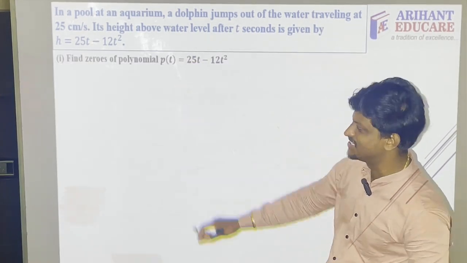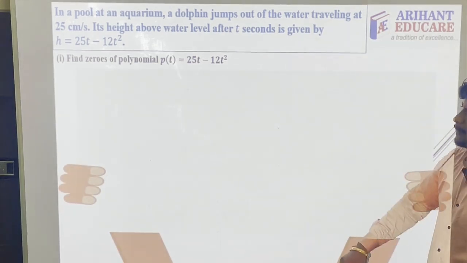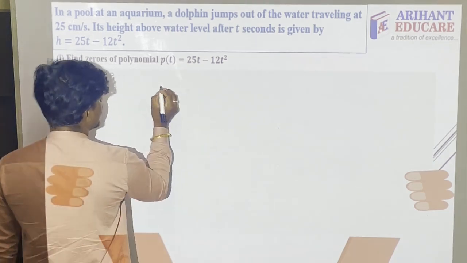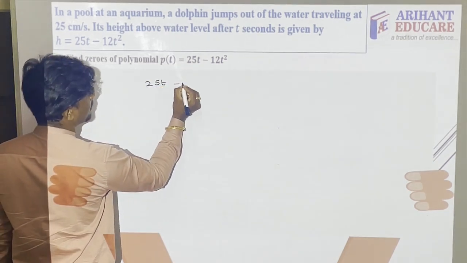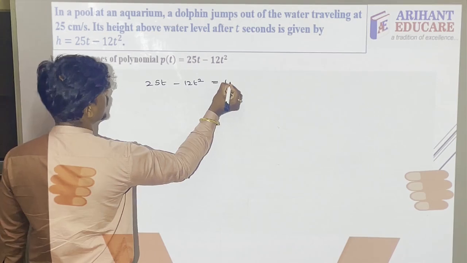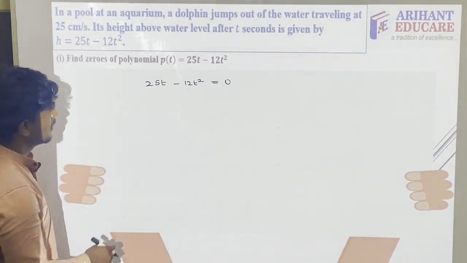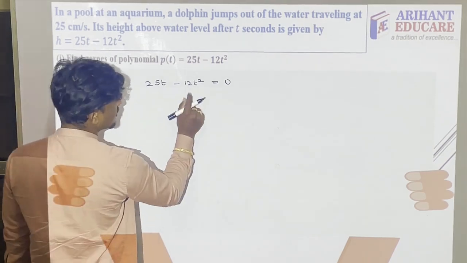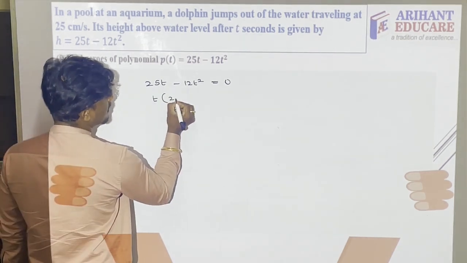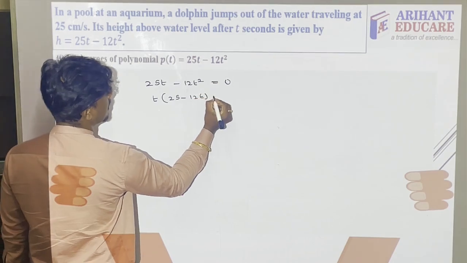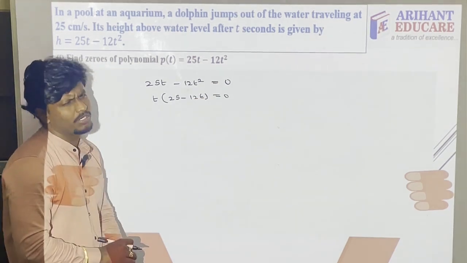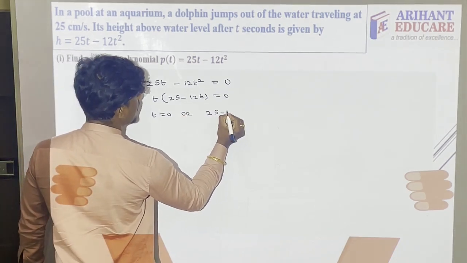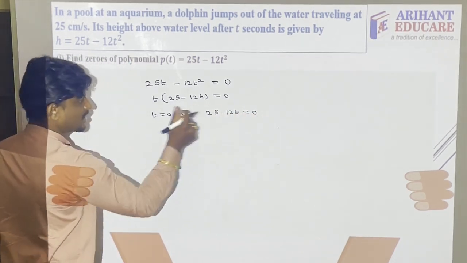Now, case study based questions. There is the first question. It says, find zeros of the polynomial p of t, 25t minus 12t square. Very simple. When you have 25t minus 12t square, you're going to equate it with 0 because you need zeros. When you have just two terms, you're going to take something common out of it. Okay, 25t minus 12t square will definitely have t common. Inside remains 25 minus 12t is equal to 0. Zero product rule says, either t will be 0, or 25 minus 12t is going to be 0.